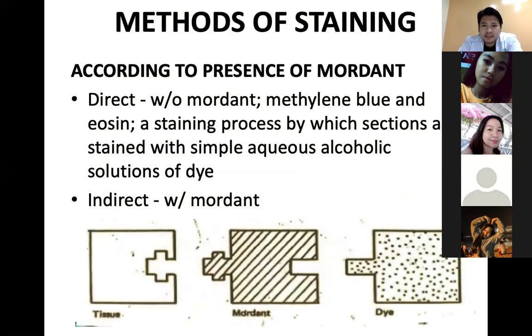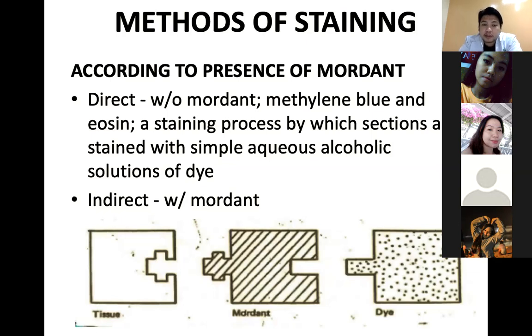Next is the method of staining. We have classification according to the presence of mordant. According to the presence of mordant, we have direct and indirect. The direct staining class doesn't use a mordant, for example, our methylene blue and eosin. It is the staining process by which sections are stained with simple aqueous or alcoholic solutions of dye.